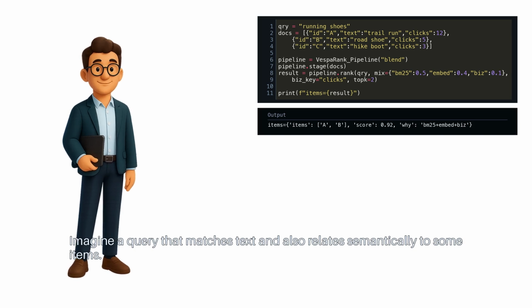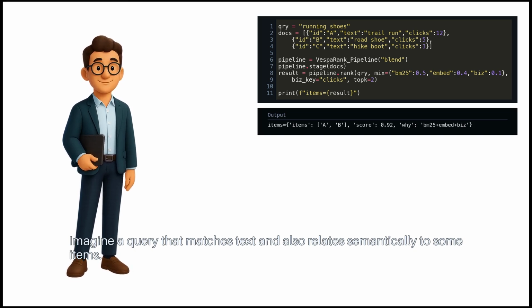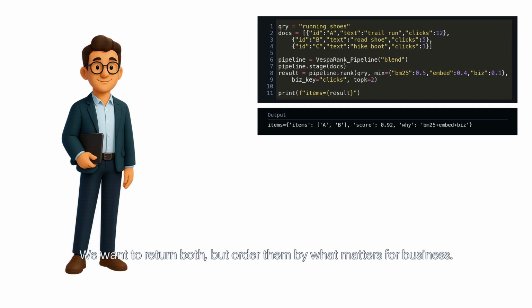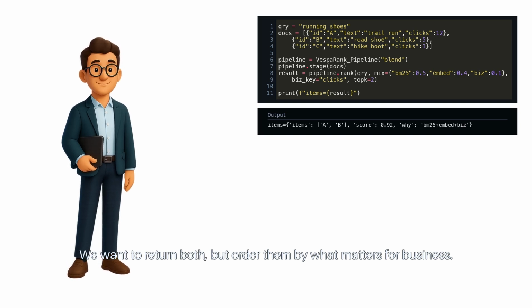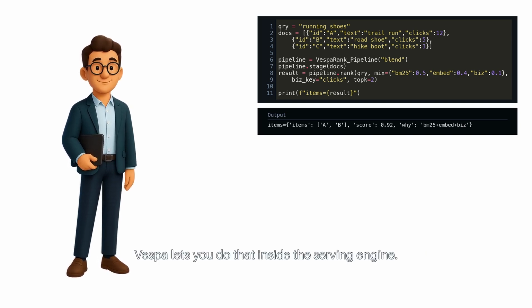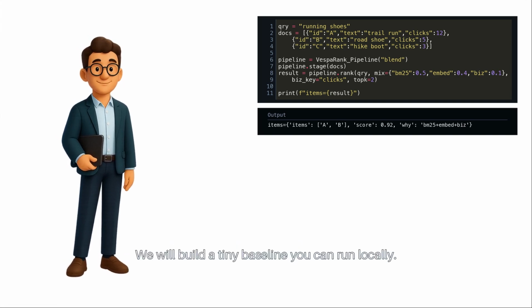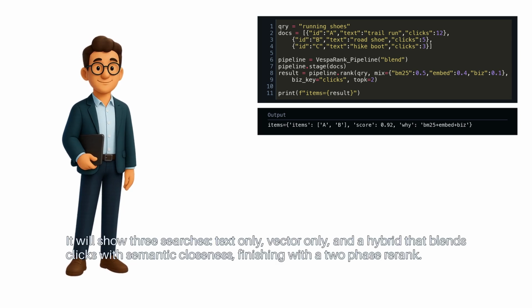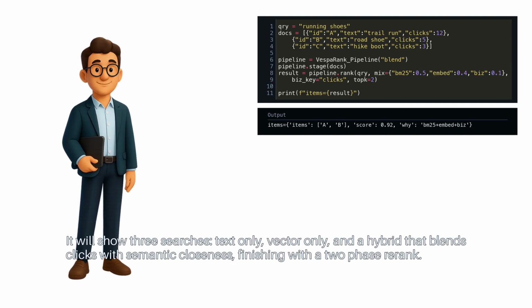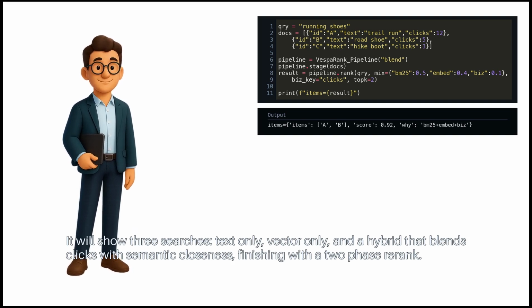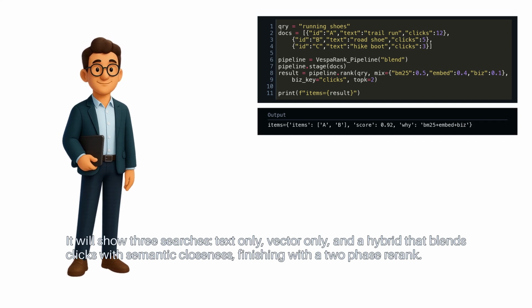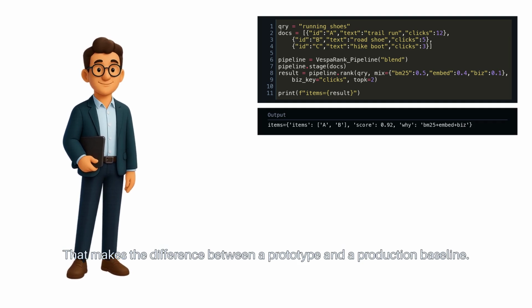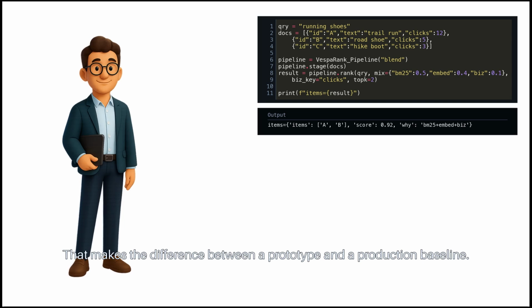Imagine a query that matches text and also relates semantically to some items. We want to return both, but order them by what matters for business. Vespa lets you do that inside the serving engine. We will build a tiny baseline you can run locally. It will show 3 searches: text only, vector only, and a hybrid that blends clicks with semantic closeness, finishing with a 2-phase re-rank. That makes the difference between a prototype and a production baseline.